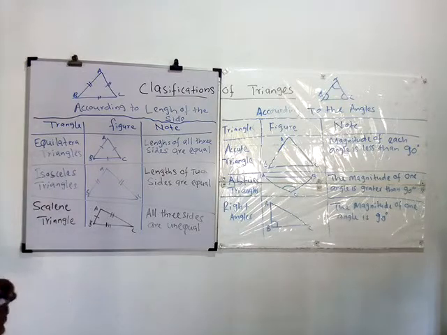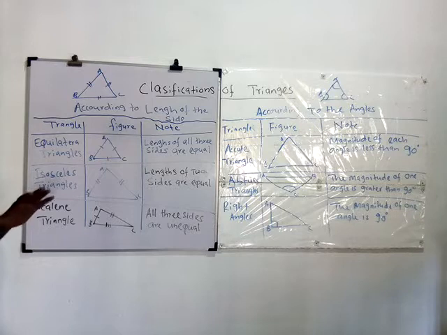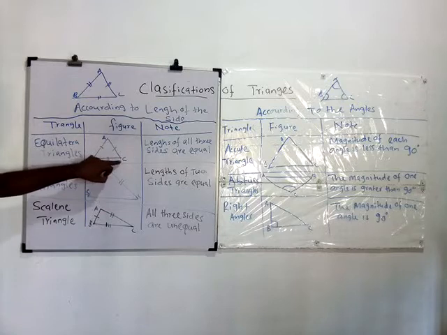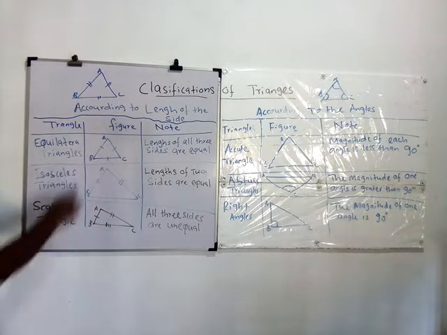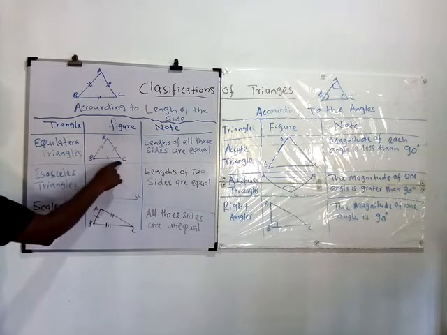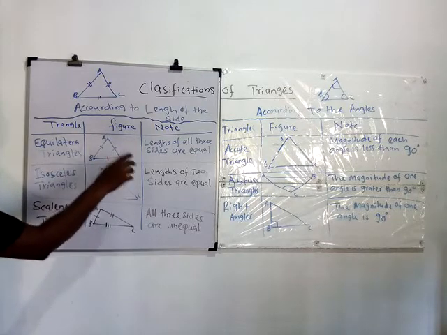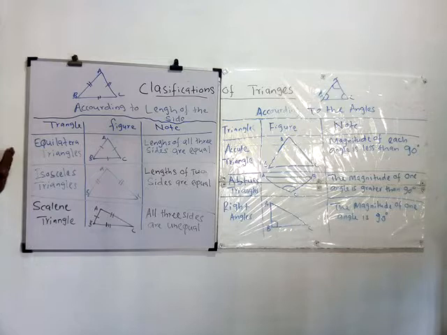Firstly, we discuss according to the length of the sides. I will send the notes, so it is easy for you. The first one is the equilateral triangle. See here, ABC is a triangle. The special feature is that side AB is equal to side BC and equal to side AC. That means the lengths of all 3 sides are equal. This type of triangle we call an equilateral triangle.